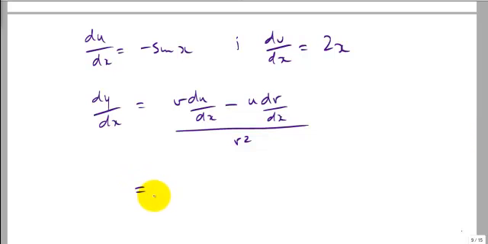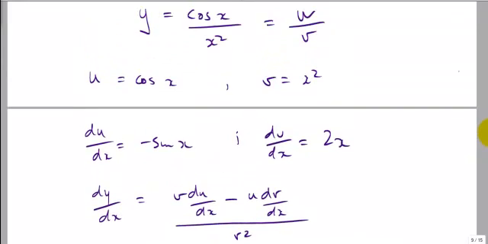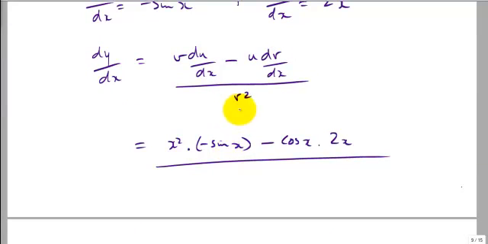So it's equal to v, which is x squared, times du by dx, which is minus sine x. So again we use our dot, minus sine x, minus u, which here is cosine of x, times 2x, which is dv by dx. And then you need to divide that all over v squared, and v is equal to x squared, so v squared is equal to x to the 4. And that's pretty much it done.